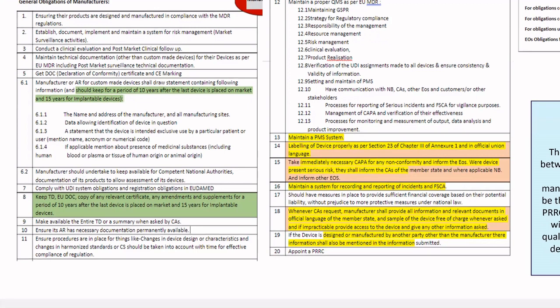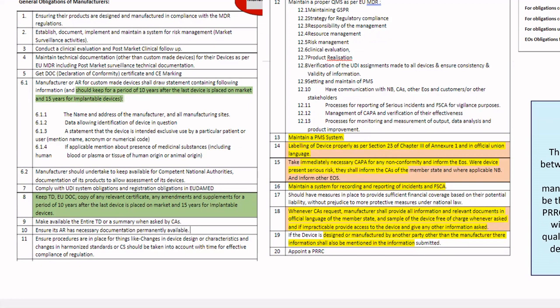Next, this way it will be easy for everyone to remember. Manufacturer should undertake 6.2, to keep available, competent authorities should have access. Whenever they ask something, the manufacturer should be able to provide it, and that too free of cost. Next, seventh, comply with UDI obligations. They have to register in EUDAMED. Keep technical documents and the EU DoC, as I said, for 10 years, and 15 years for implantable devices.